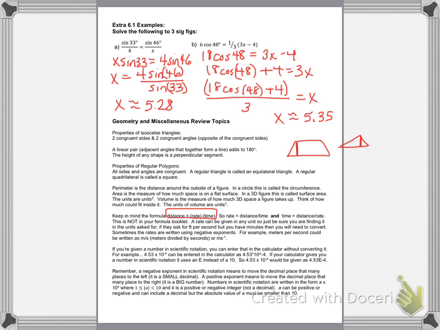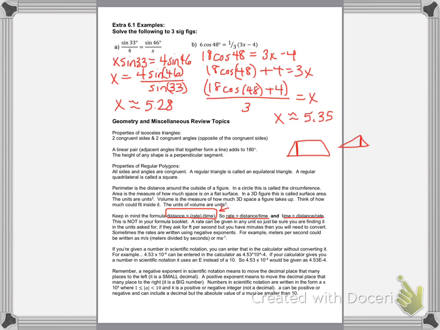Think about solving it. So if you want to solve that equation for rate, divide both sides by time. So rate is equal to distance divided by time. If you go back to this formula again and you want to solve that for time, divide both sides by rate. Okay. Now this is not in your formula booklet, so you need to know that distance is rate times time.